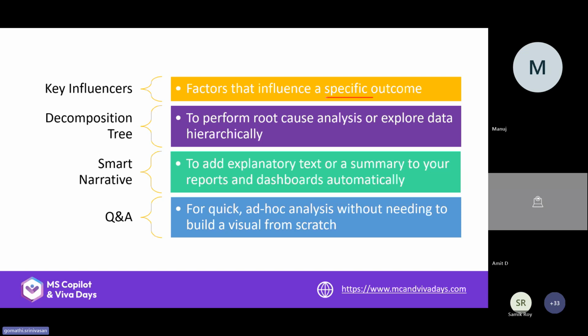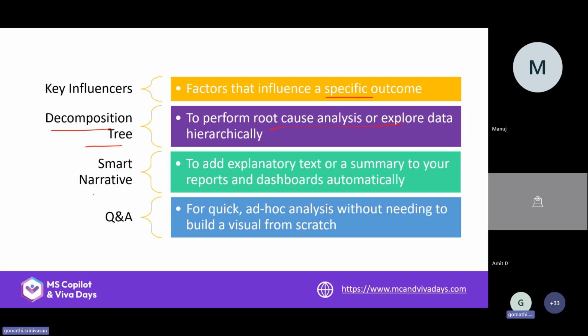sales performance. Next to talk about is the decomposition tree. This will be used if you want to perform a root cause analysis or explore the data hierarchically. This is ideal for financial analysis to dissect revenue streams by regions, products, or sales channel, or for supply chain analysis to drill down to suppliers, locations, or transportation methods. If you want to drill through to some specific depth of the data.